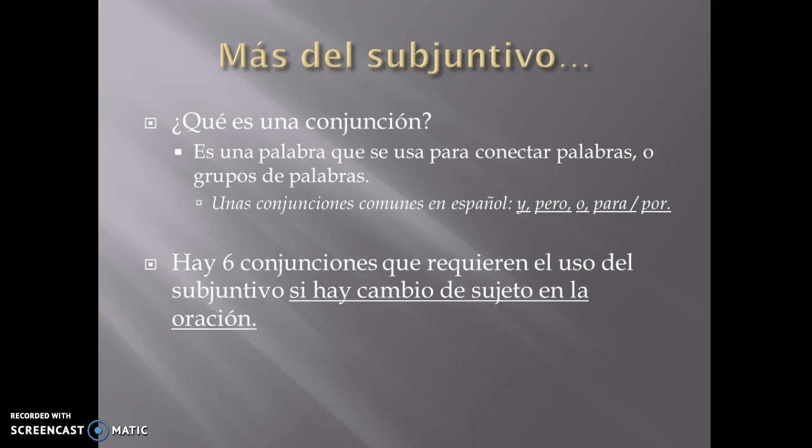Ya saben, muchas conjunciones en español. Y unas de las más comunes son y, pero, o, y para o por. Hoy vamos a hablar de 6 conjunciones. Si hay cambio de sujeto en una oración que usa una de estas 6 conjunciones, es necesario usar el subjuntivo en la segunda cláusula.